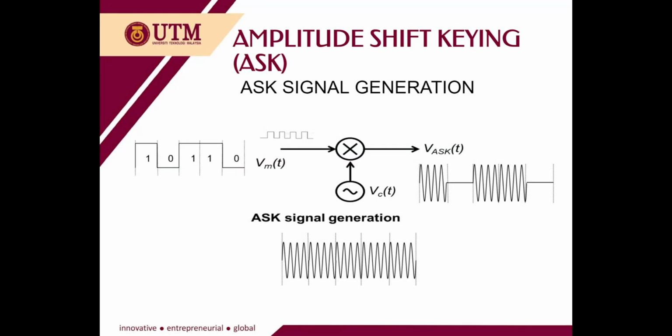This is roughly the idea on how we can generate the ASK signal. When the digital modulating signal is input into the modulator with the analog signal as carrier signal, then the analog carrier signal will change its amplitude according to the digital signal. Hence, the VASKT that is produced will look like this. Our VASKT is our ASK signal.